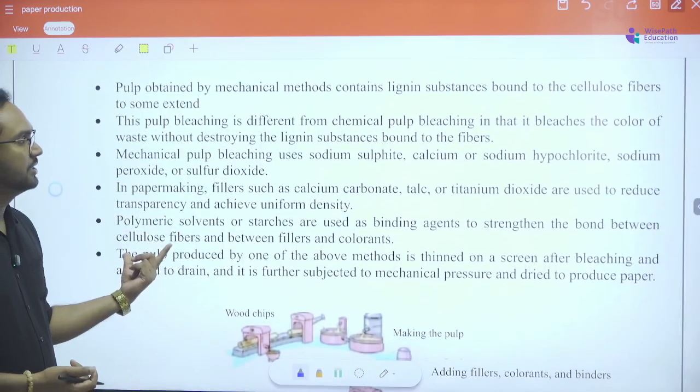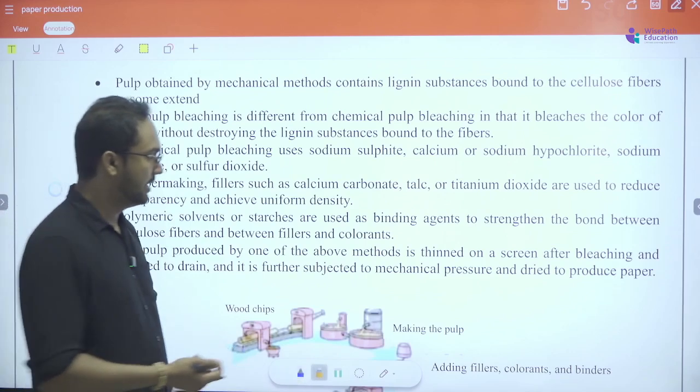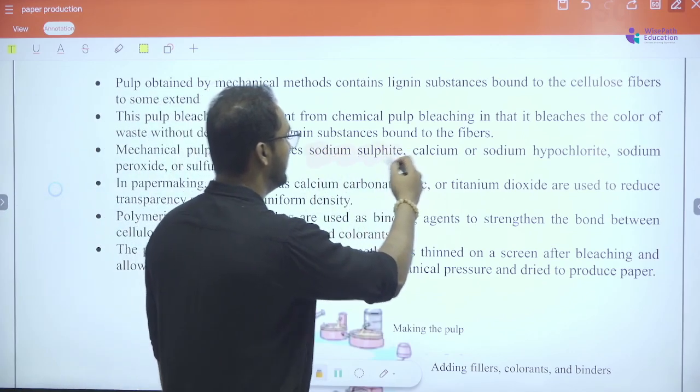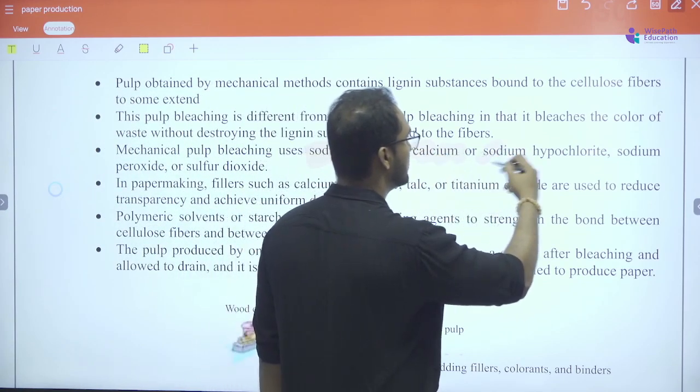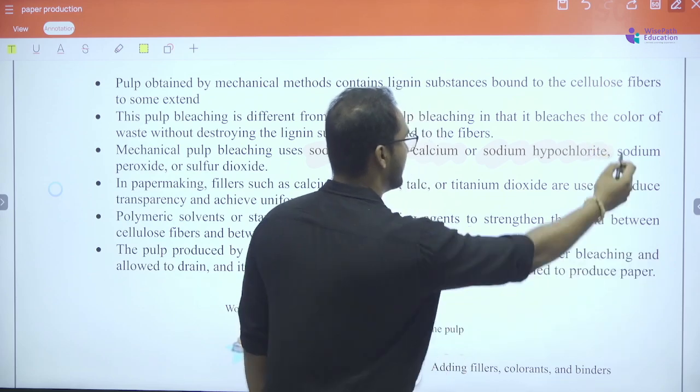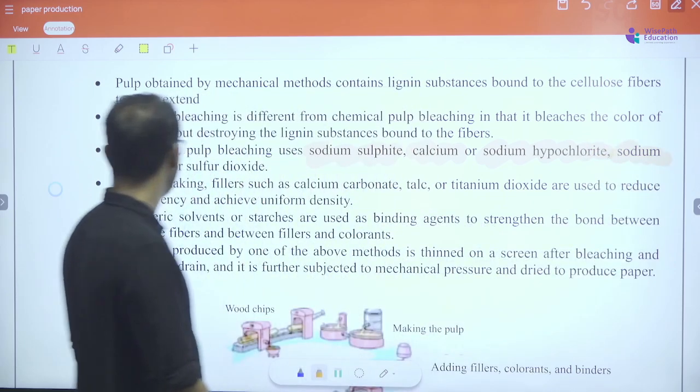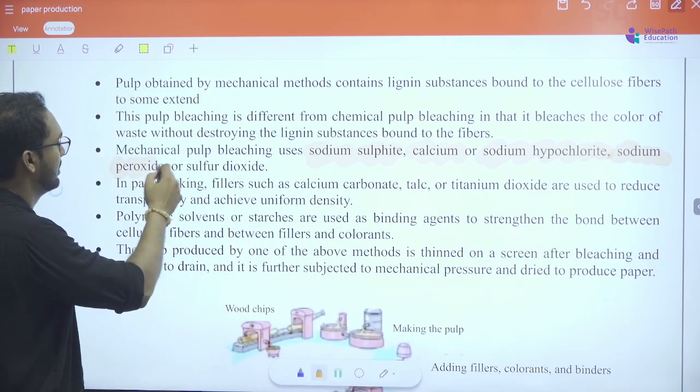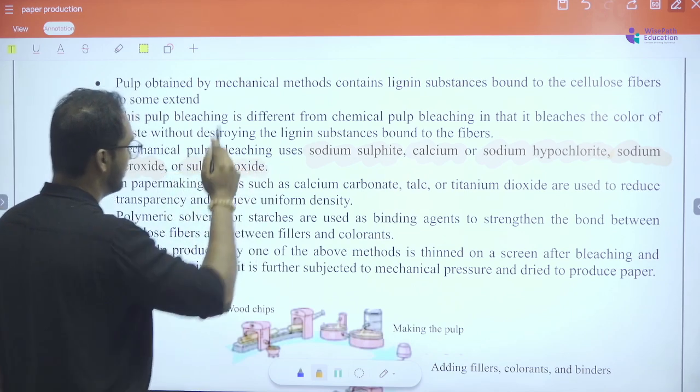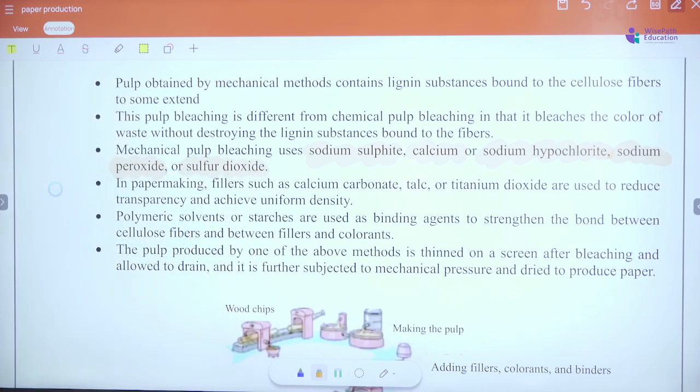Mechanical pulp bleaching uses highlighted chemicals: sodium sulfite, calcium oxide, sodium hypochlorite, then sodium peroxide and sulfur dioxide, right? Any of these can be used.